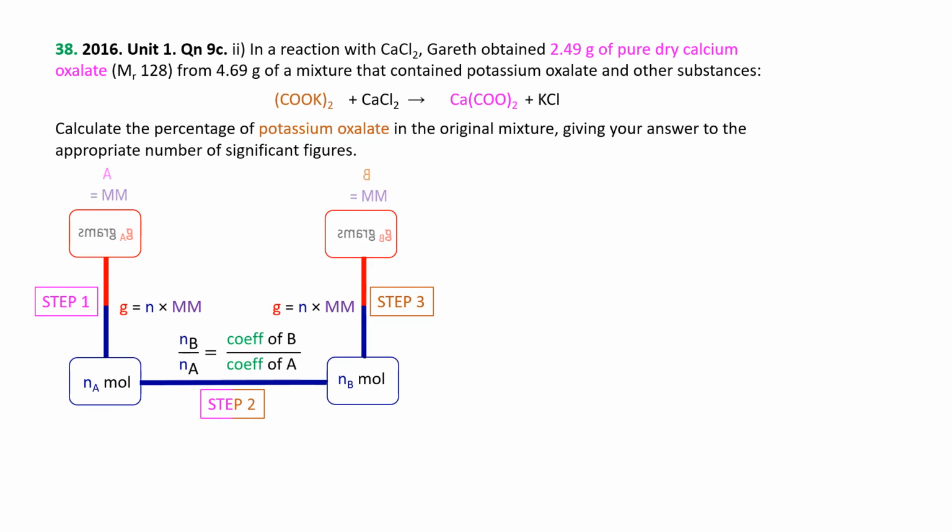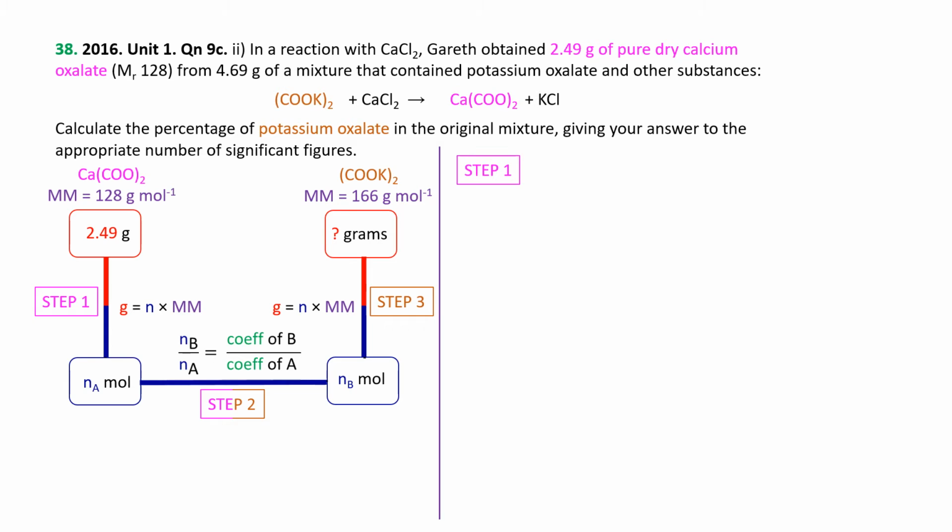Set up the roadmap. Replace in the things, calcium oxalate, 2.49 grams, told the molar mass of that. Potassium oxalate, for which we are not told the molar mass here, but relatively straightforward to get it, is the unknown. So I'm not going to dwell upon things, just go through quickly enough or slowly enough to make sure we got the right numbers in. Step number 1, grams of calcium oxalate to moles. So 2.49 divided by 128 grams per mole, 0.0195 moles.